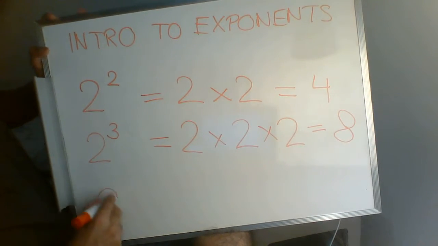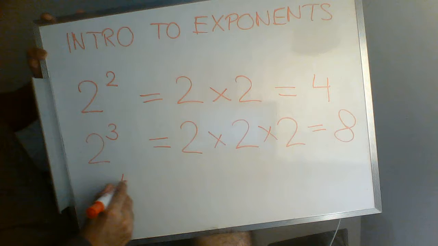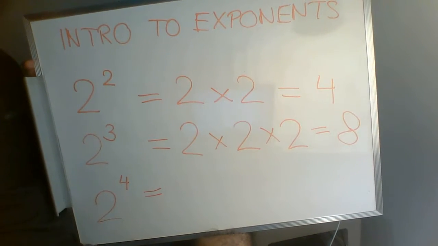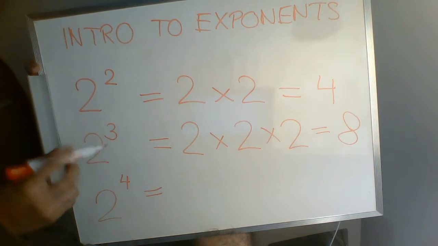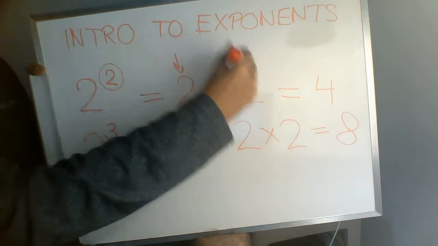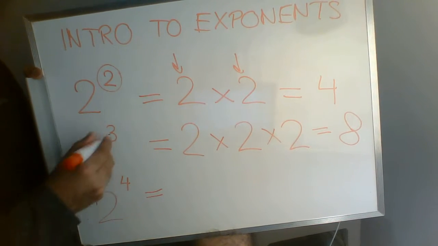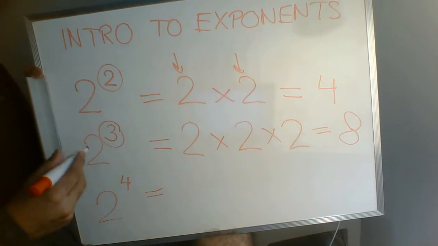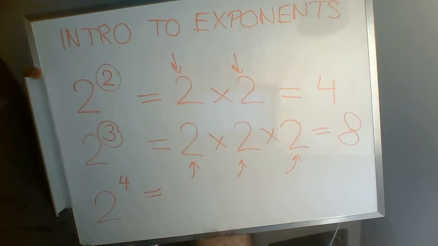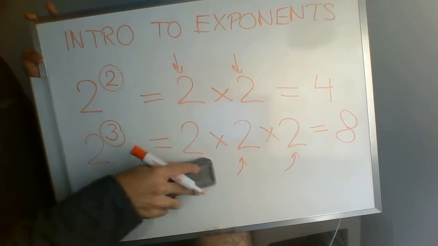So if we change this one more time, we'll keep the 2 the same again, and we'll make the exponent a 4 this time. Before we were working with 2 squared and then 2 cubed. Here, because we had an exponent of 2, we had 1, 2. We wrote down the base twice. Here we had a cube, an exponent of 3, so we wrote down the base 1, 2, 3 times, because that's what the exponent told us to do.